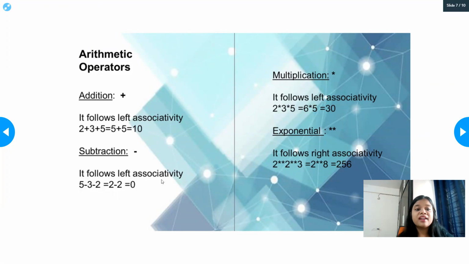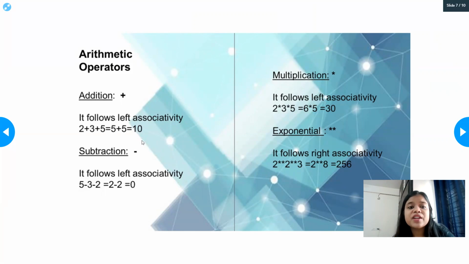So subtraction, our next arithmetic operator, is subtraction. Now it also follows left associativity. So basically when we do 5 minus 3 minus 2, it is going to give us 5 minus 3, that is 2, and minus 2, okay, equal to 0. So in this the left associativity actually matters, because if you had done something like 3 minus 2, it is going to give us 1, and then 5 minus 1, it would give us 4. So yeah, both the answers are different. So yeah, associativity matters.